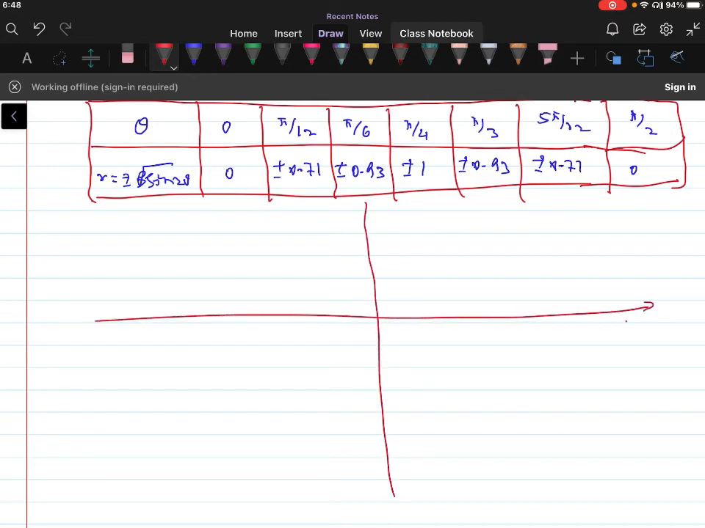The x-axis will be theta is equal to 0, and the y-axis is theta is equal to pi by 2. The negative x-axis is theta is equal to pi. Then theta is equal to 3 pi by 2, and theta is equal to 2 pi.